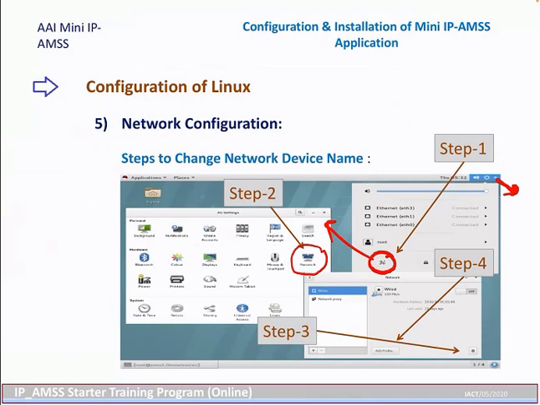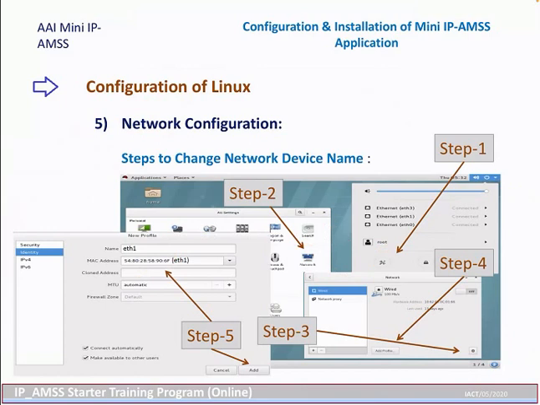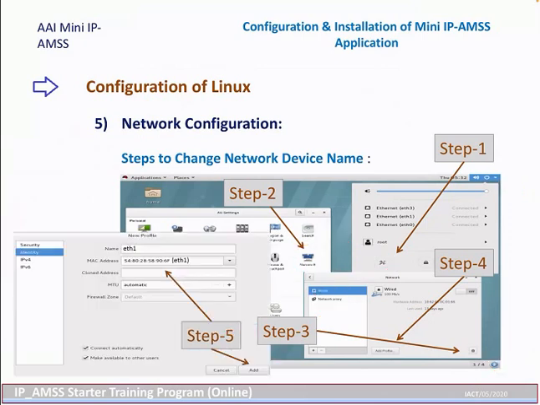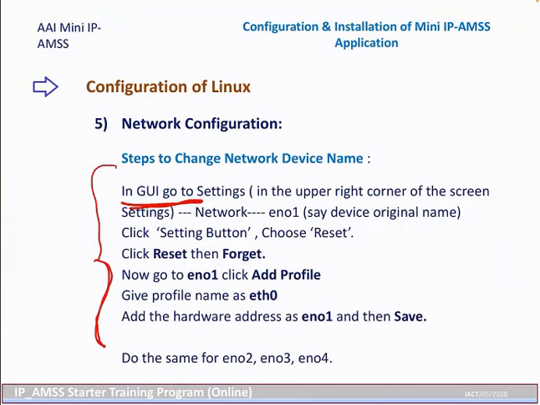After selecting this network option, this will be the next window that will appear. Here you can see various names given by default, the default Ethernet ports that were given in the previous slide. So first you have to select this setting sign, and after this go to the setting button.